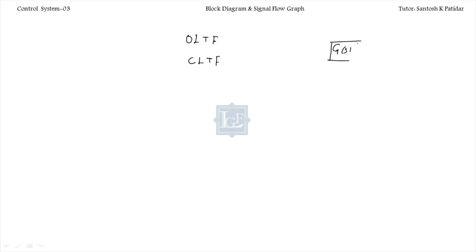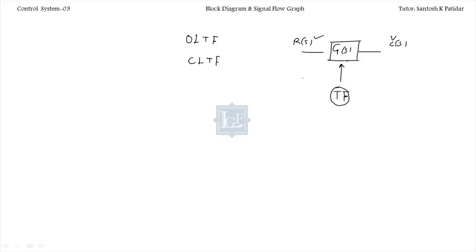G(s) in a block. I'm taking it like this, applying some input to it, R(s), and getting some output from the system, C(s). So the system parameters we call the transfer function. Is it okay? This is the simple block diagram in which we get only one block containing G(s). G(s) is directly relating the input and output. So G(s) is our transfer function.